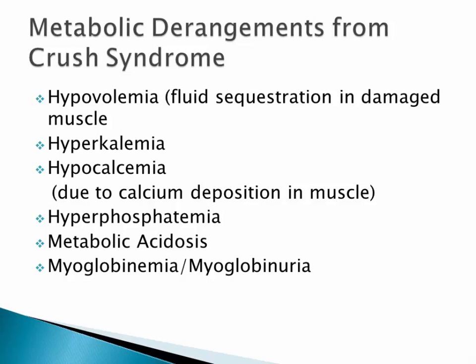So metabolic derangements from crush syndrome include hypovolemia with fluid sequestration in the damaged muscle. Plus, people are also going to be bleeding usually from other lacerations with these injuries, all this leading to hypovolemia and shock. You get hyperkalemia, you get hypocalcemia due to the calcium moving into the muscle cell. Then you get hyperphosphatemia. And then the metabolic acidosis, which is really important when we talk about the myoglobinemia and myoglobinuria that occurs. And again, all this represents shock. And basically right here, this is the shock or the crush syndrome.